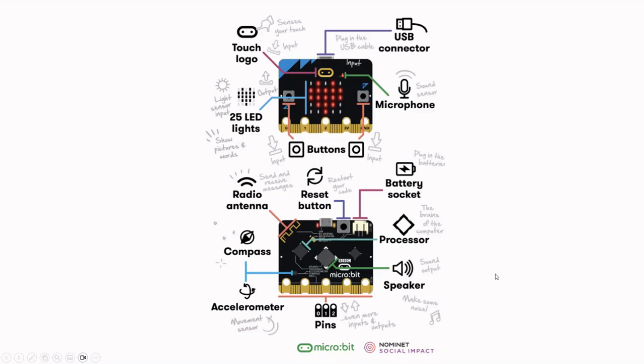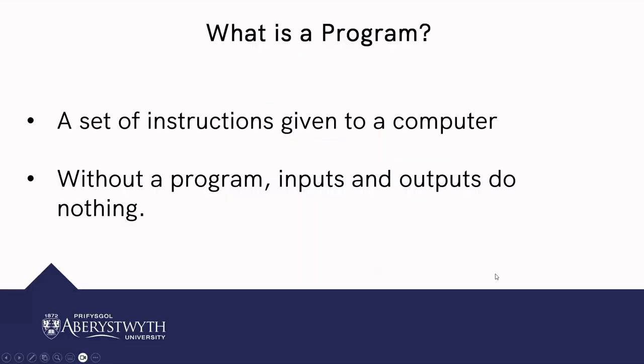So I've covered the input and output, but what about the program? What is a program? It is a set of instructions given to a computer. If something does not have a program, the inputs and outputs, it doesn't matter how many you have for it, they will not do anything. They can't do anything because you've not instructed it what to do or how to do it.